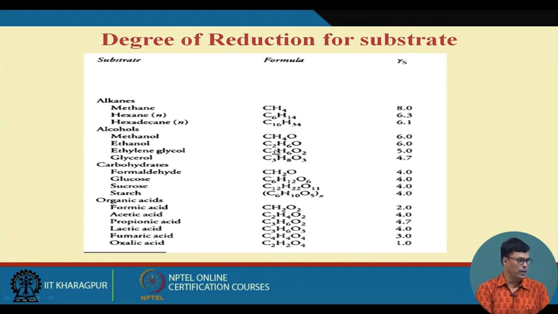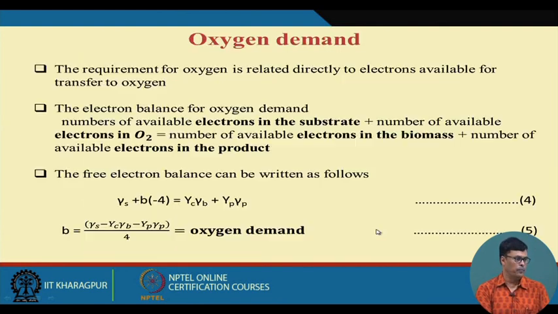I have given other examples of different substrates, for example alkanes like methane, hexane, hexadecane, then alcohols, methanol, ethanol, ethylene glycol, glycerol. You can easily do these by yourself and check whether you get these figures or not. Now, the oxygen requirement is directly related to the electron available for transfer to oxygen, which is very, very important. From this, I shall show you how you can find out the heat evolved in the fermentation process.